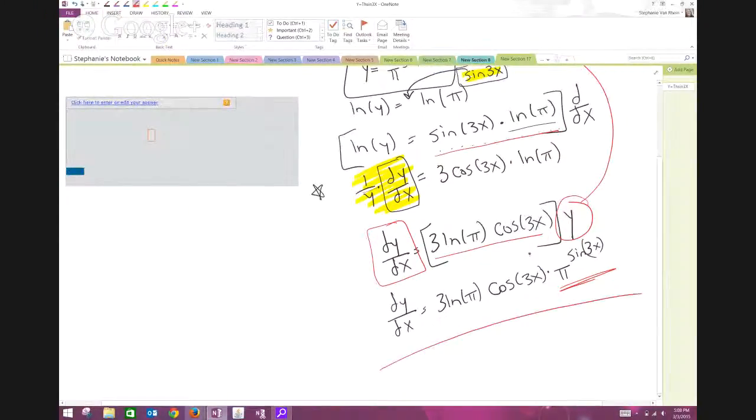And I can drop my parentheses here because this is all being multiplied together. So I don't need that. But if it was like a plus b, I would definitely need parentheses because it's going to be distributed to each term. But in this case, we don't need them because it's being multiplied. So we can drop the parentheses.